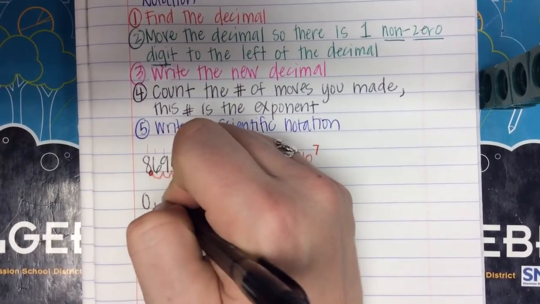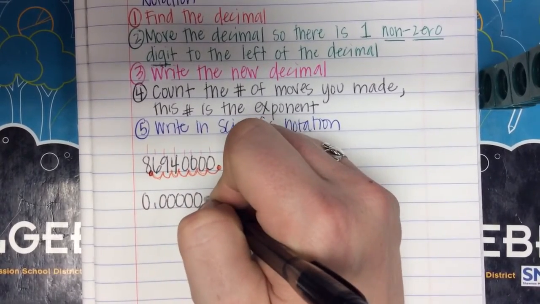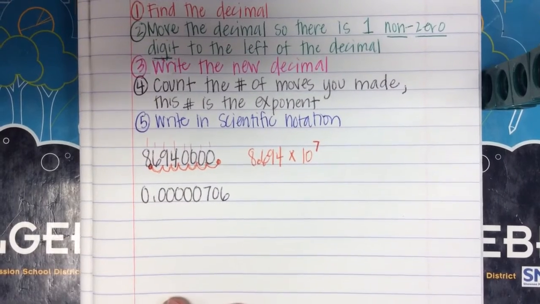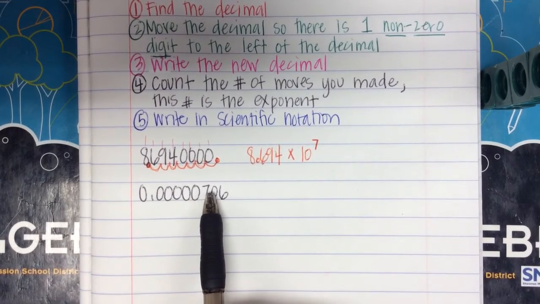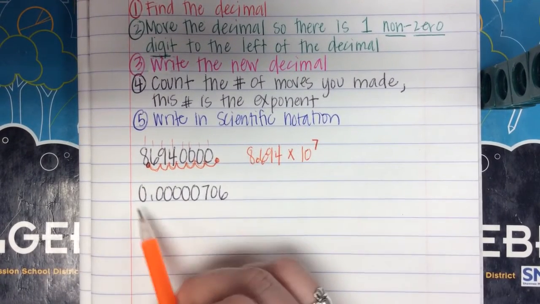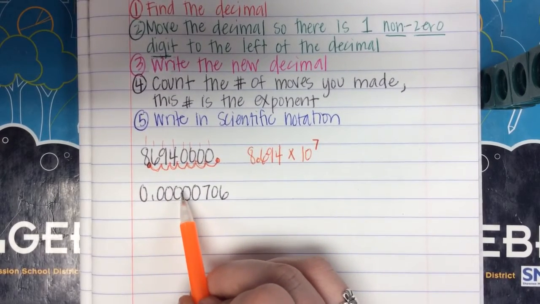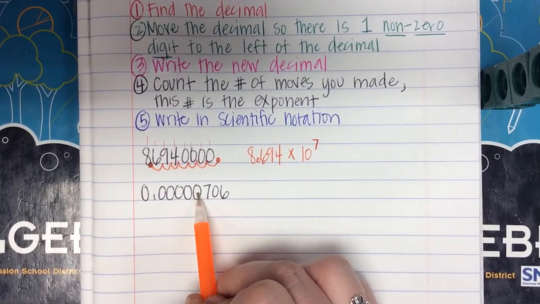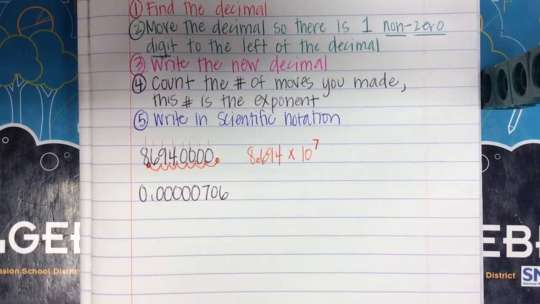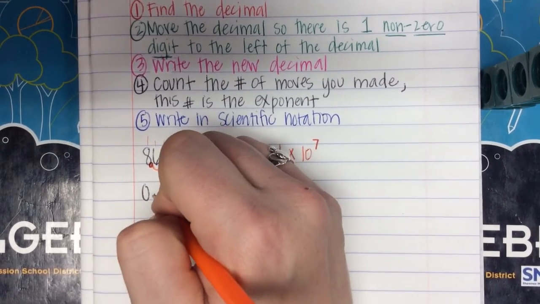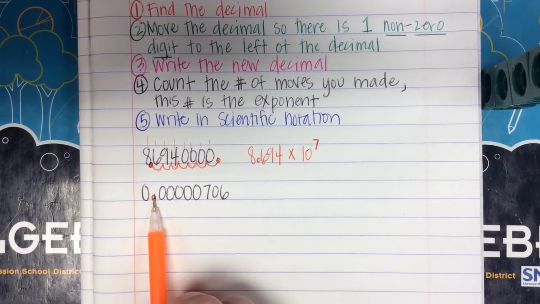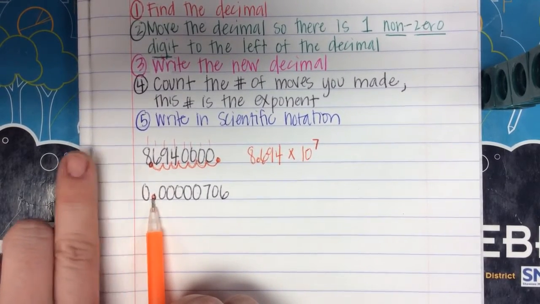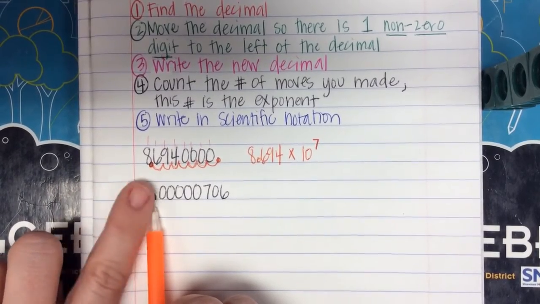Try this one. Everything is times 10. 0.0000706. I'll say it again. 0.00000, 5 zeros, 706. Step 1, find the decimal. Do you see it? Found it. How many non-zero digits are on the left? There's 1 zero, but I have to keep moving it. So which way do I move it?